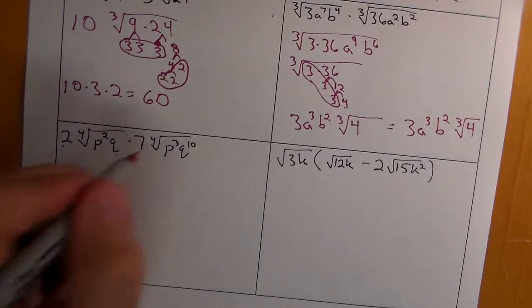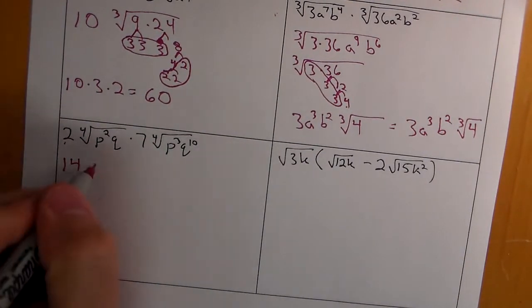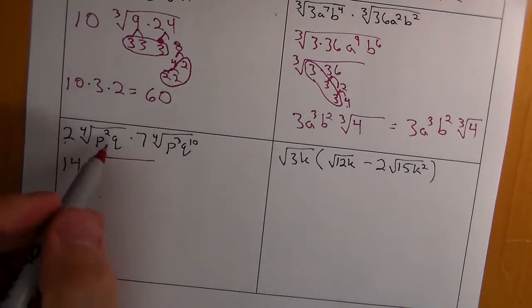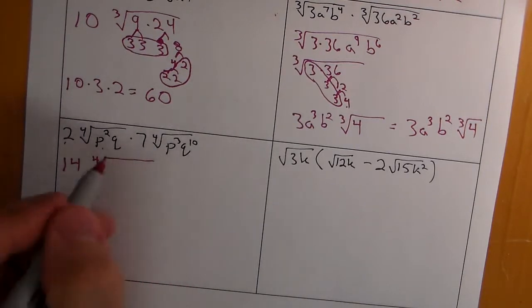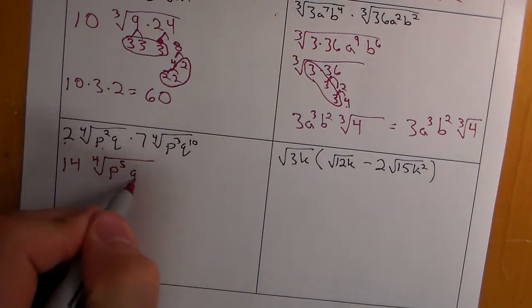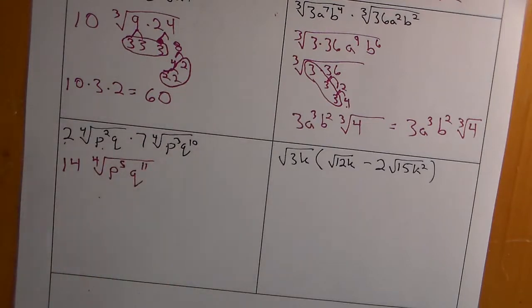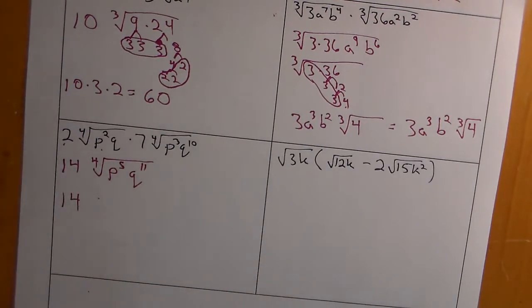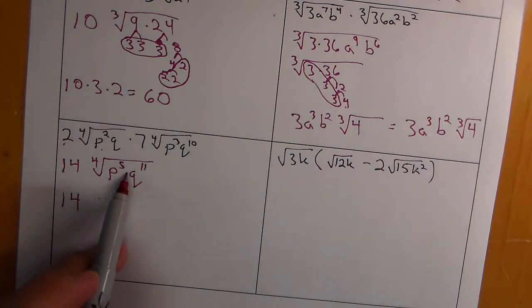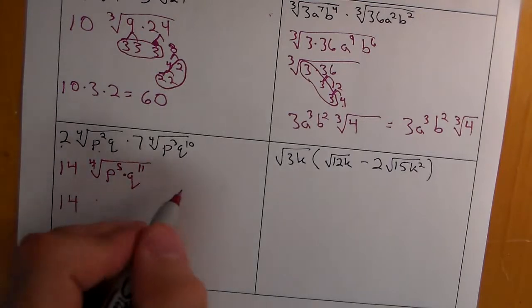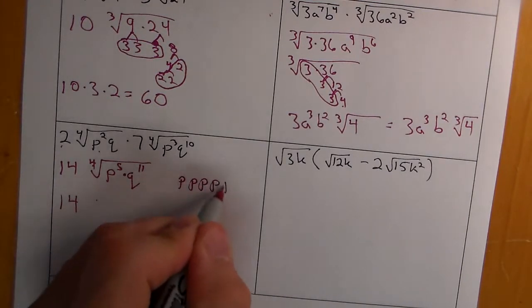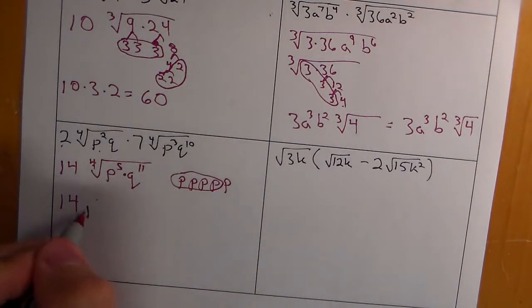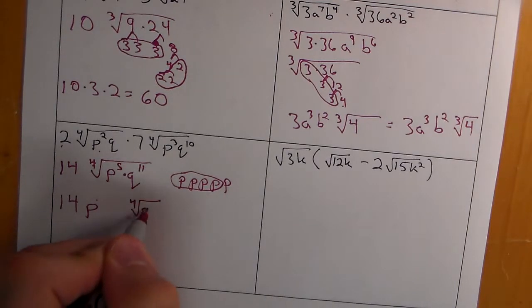Next problem, I'm going to multiply 2 and 7, which gives me 14. And then I have the 4th root of p squared and p to the 3rd, that's 5 of them, and q to the 11th. 14's done, it's taken care of. I don't have any number to simplify. I'm just going to figure out what sets of variables I can take out. P to the 5th with a 4th root, I have 5 of them. I can take out 1 set, leave 1 on the inside.